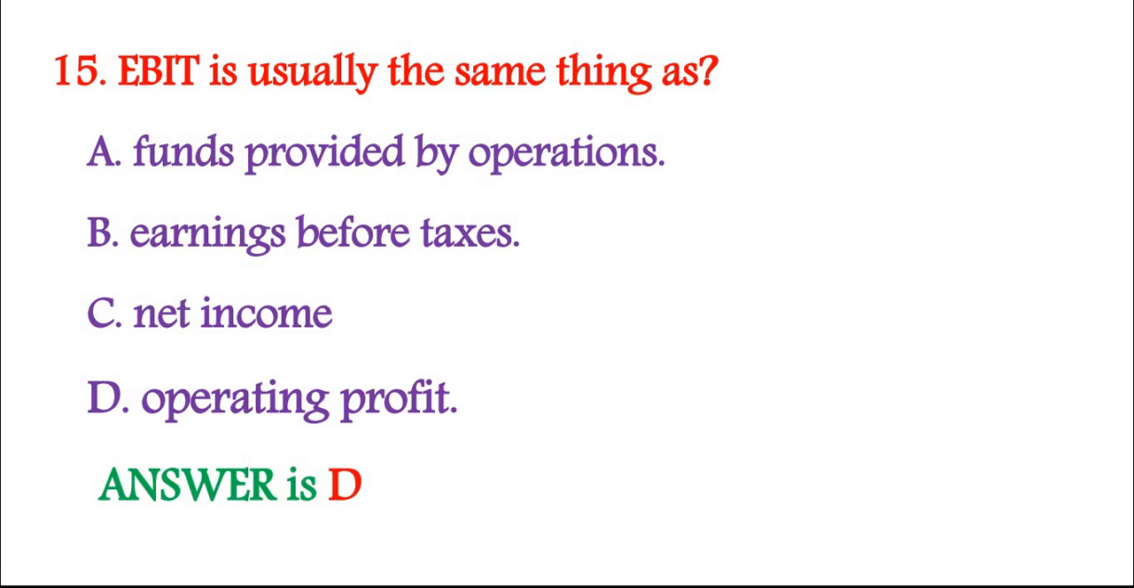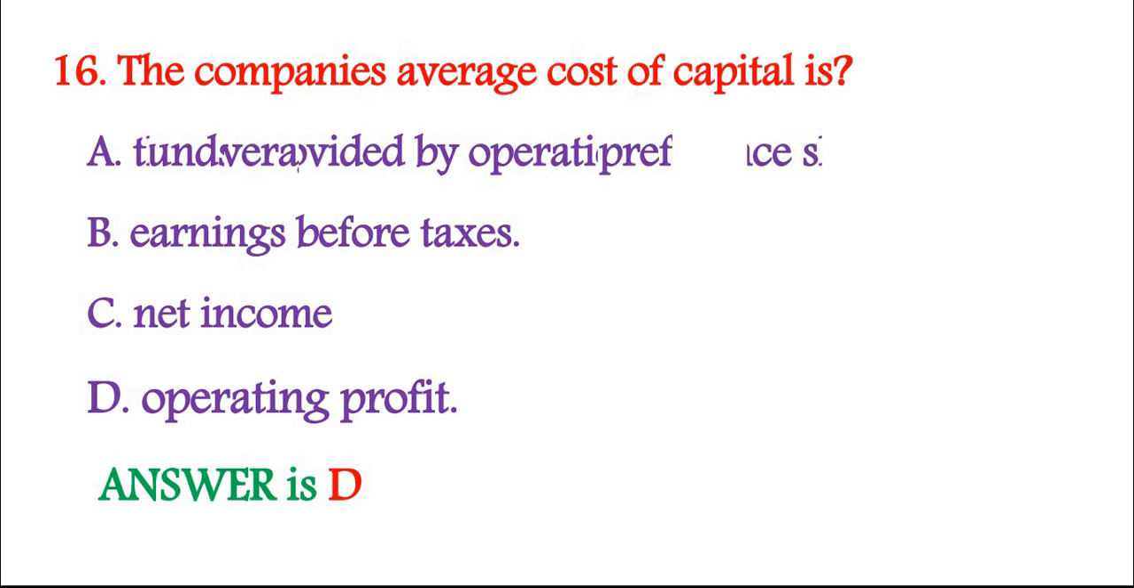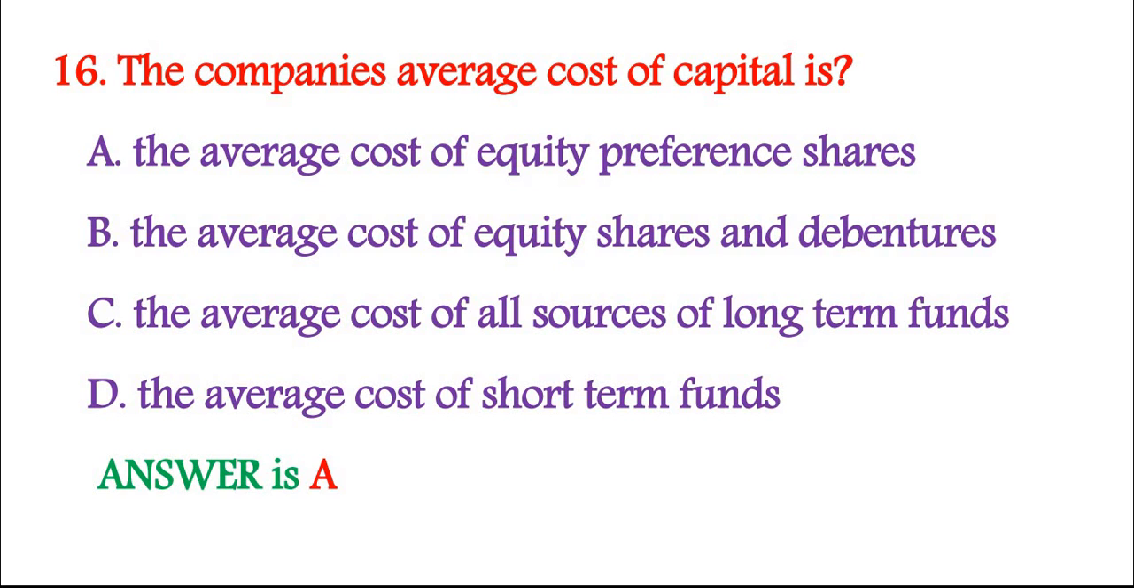15. EBIT is usually the same thing as: A. Funds provided by operations, B. Earnings before taxes, C. Net income, D. Operating profit. Answer is D. 16. The company's average cost of capital is: A. The average cost of equity preference shares, B. The average cost of equity shares and debentures, C. The average cost of all sources of long-term funds, D. The average cost of short-term funds. Answer is A.